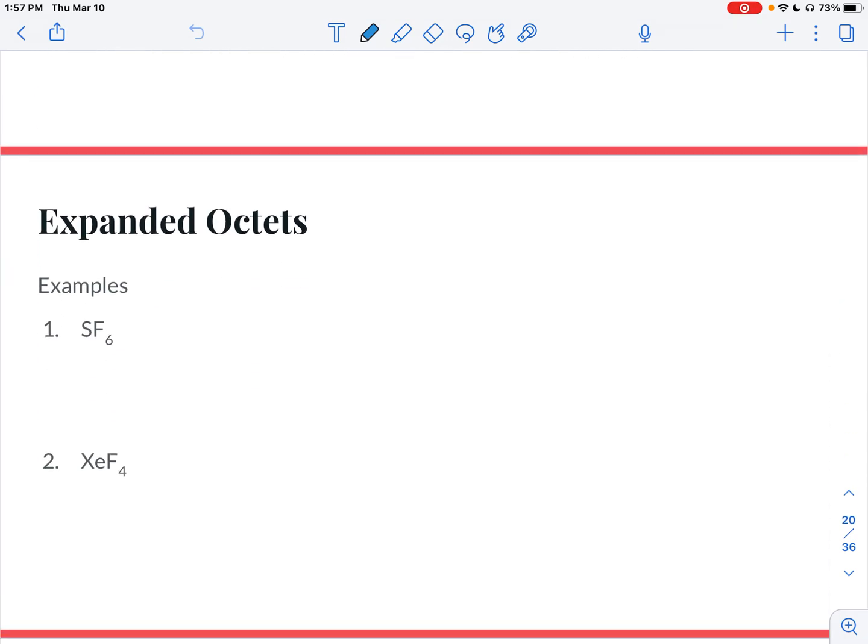There are two different types of expanded octets. These two examples will show you those two types. The way you do an expanded octet is you figure out the valence electrons just like you normally would. So for sulfur, we have 6 valence electrons, and we have 1 sulfur. And fluorine has 7 valence electrons, and we have 6 fluorines. So we do out that math, and we get 48 valence electrons. Our central atom, of course, is going to be sulfur, because fluorine can never be the central atom.